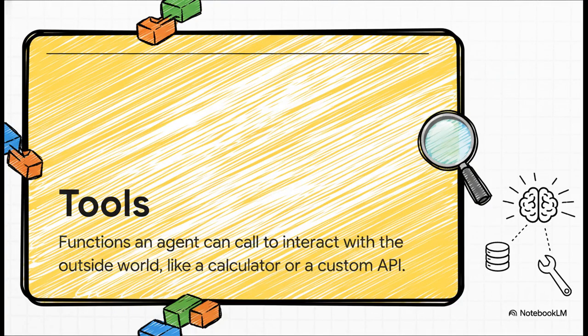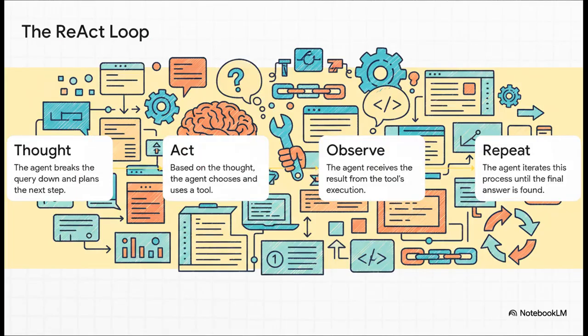So what are these tools? Well, they're basically functions that an agent can call to interact with the world. A tool can be something simple like a search engine or a calculator, or it could be a super custom function that generates a financial report or books a meeting on your calendar. Anything, really.